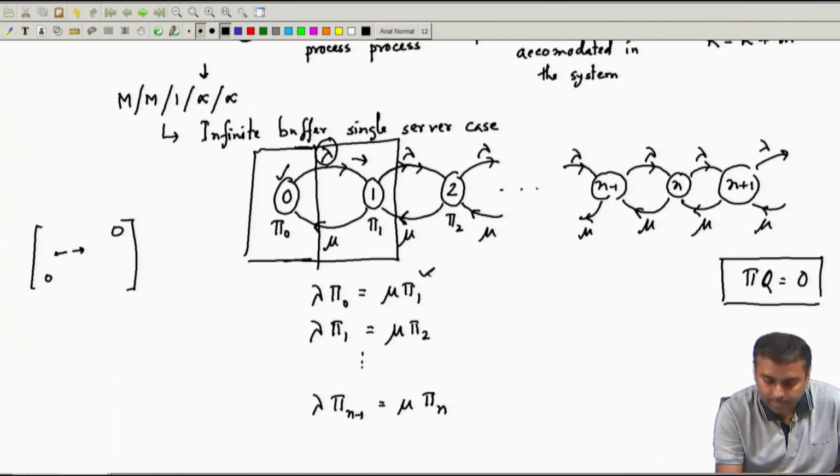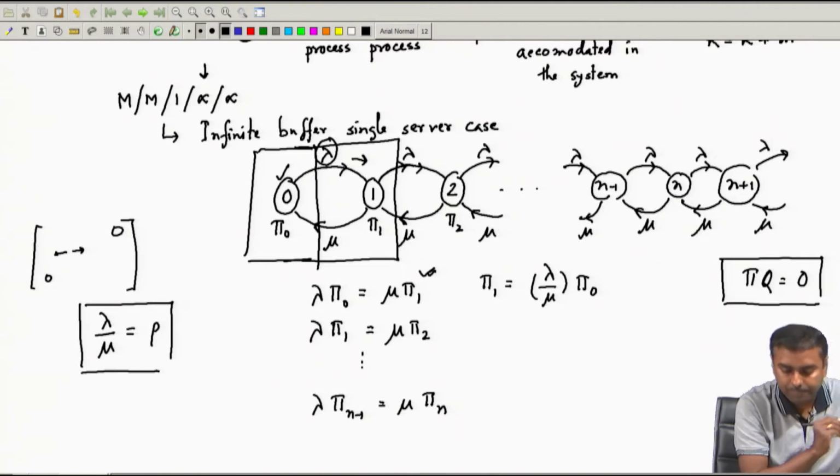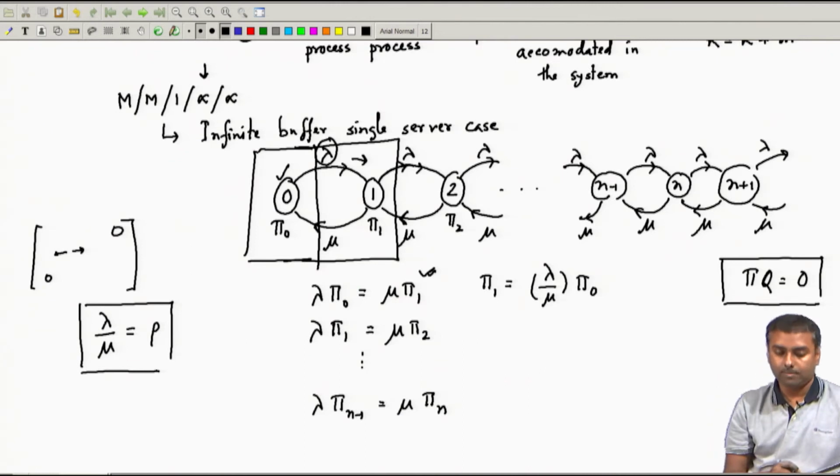Now, from here I can see the relationship: pi 1 must be equal to lambda by mu times pi 0. Let us call this lambda by mu; you will see this is a very important quantity, that is rho. Let us talk about that part.